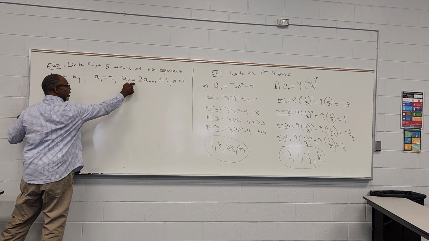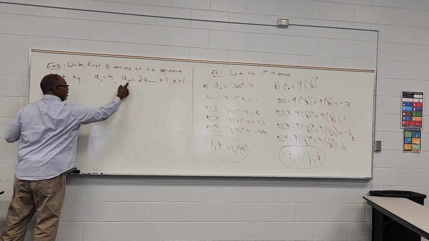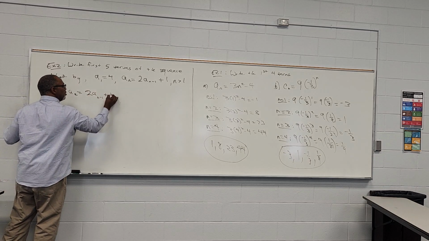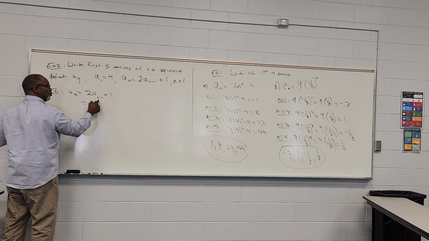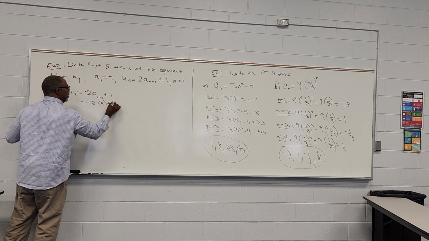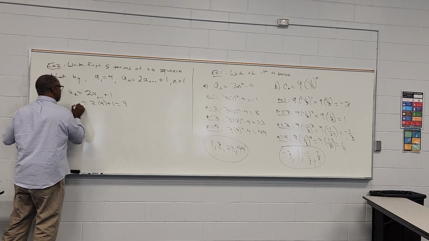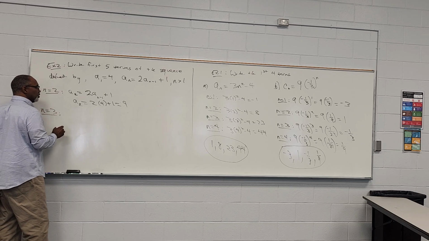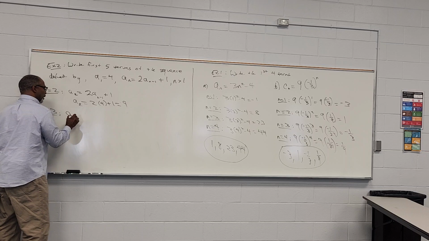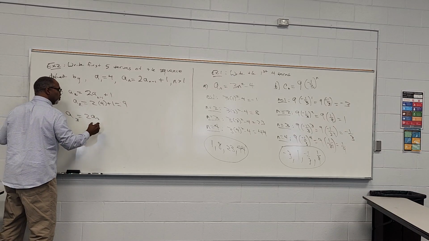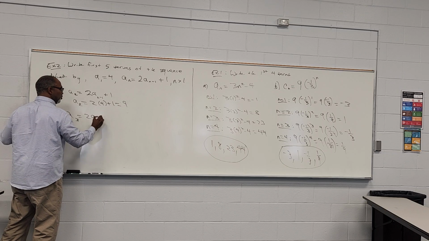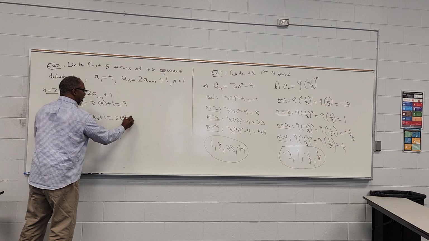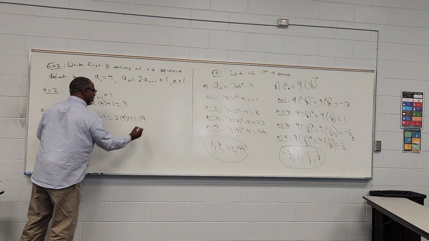So when n is 2, I have to use that recursive definition. So everywhere you have an n, put a 2. So A2 would be 2 times A2 minus 1, plus 1. A2 minus 1 is A1. A1 is 4. 2 times 4 is 8 plus 1 is 9. So A2 turns out to be 9. When n is 3, put a 3 everywhere the n was. A3 would be 2 times A2, because 3 minus 1 would be 2, plus 1. Well, I know what A2 is now. A2 is 9. So that's 2 times 9 plus 1. 18 plus 1 makes 19.